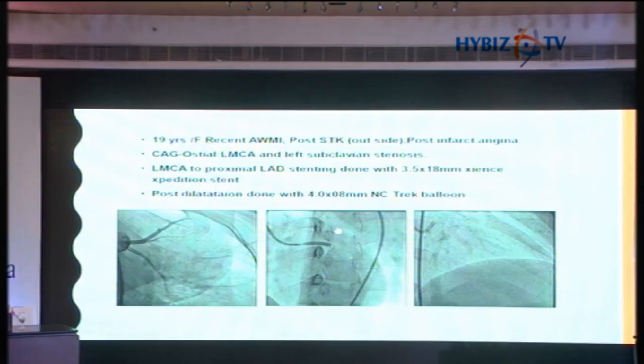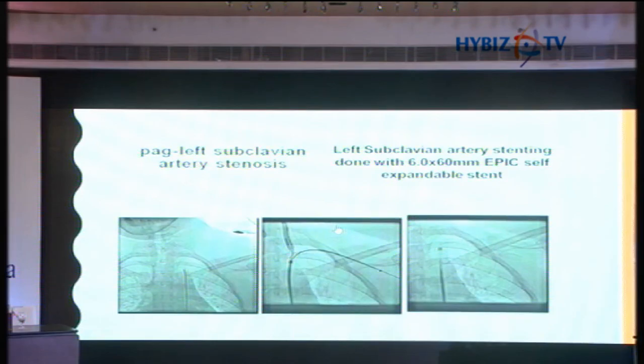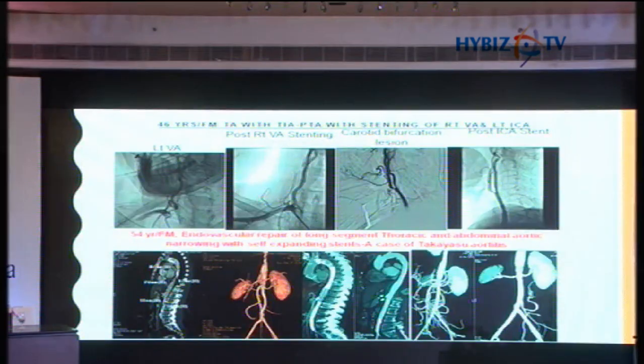And another young lady presented with acute MI, tight stenosis of the left coronary artery. This is coronary artery stenting; the left subclavian was totally occluded, so stenting of the left subclavian artery was done. Another patient underwent carotid artery stenting and vertebral artery stenting, and the patient was doing well. This is another long segment lesion of the thoracic as well as abdominal aorta. The stenting of the thoracic aorta was done, and the abdominal aorta was done.